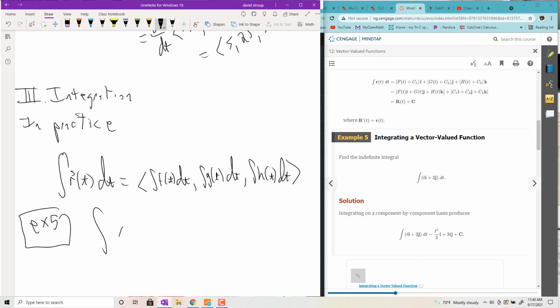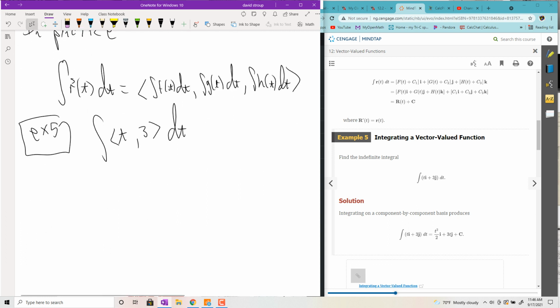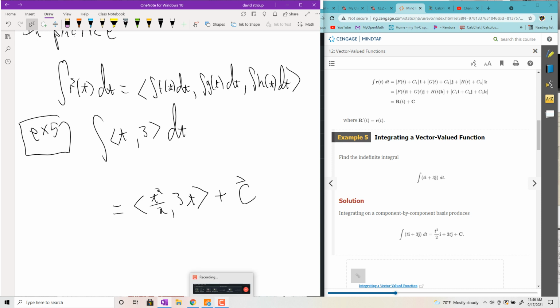They want us to integrate t, 3 dt. It would be simple: just t squared over 2 comma 3t. But sadly, you're always going to have to add on this constant, and now the constant is a vector. In reality, you could write it as t squared over 2 plus c1, because c will equal a vector, c1 comma c2. So it may be easier to write t squared over 2 plus c1 and then 3t plus c2.